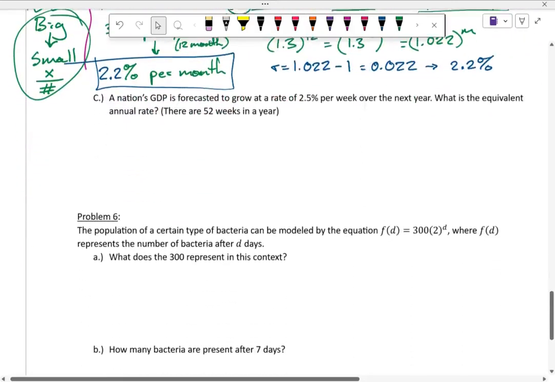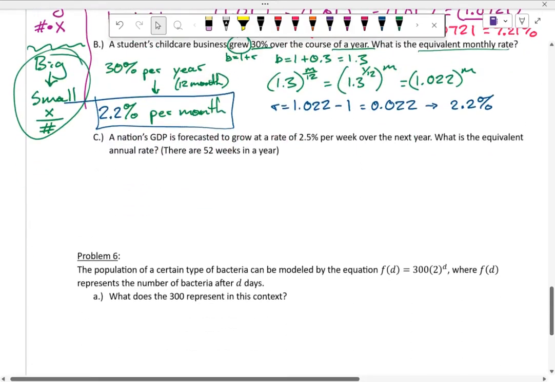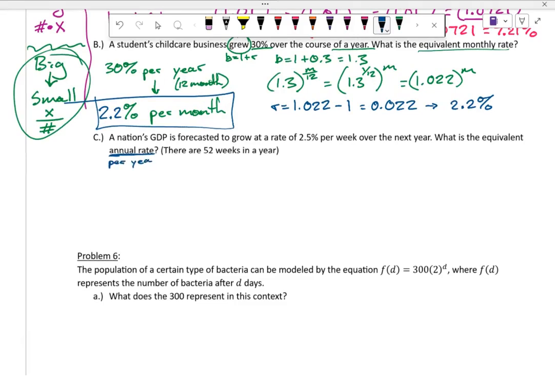All right, so let's go ahead and look at part C. We have the nation's GDP is forecasted to grow at a rate of 2.5% per week over the next year. What is the equivalent annual rate? Now, annual will be per year. So this is the annual rate. And they give us this right here, which we need. There are 52 weeks in a year. So we have 2.5% per week, and we are wanting to know how much percent is that per year.